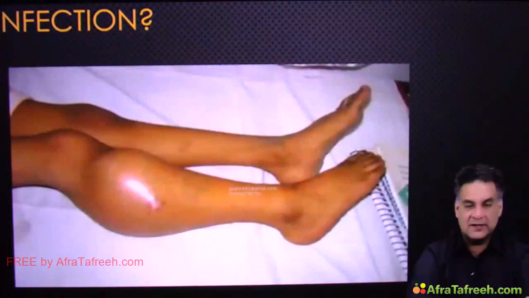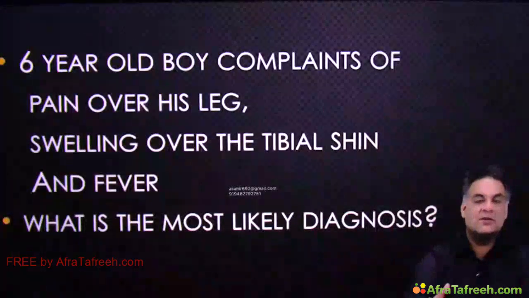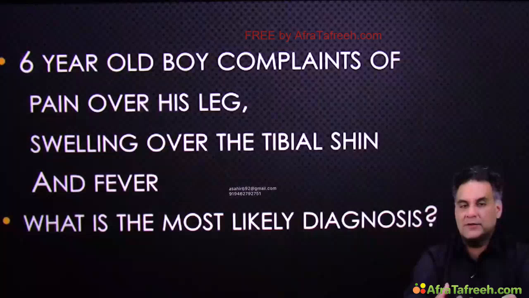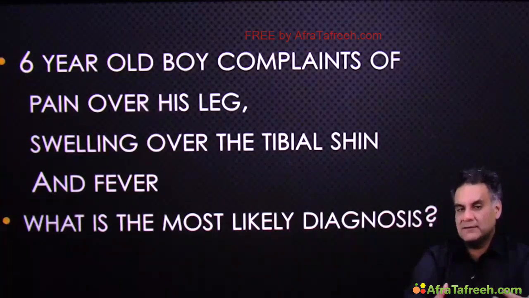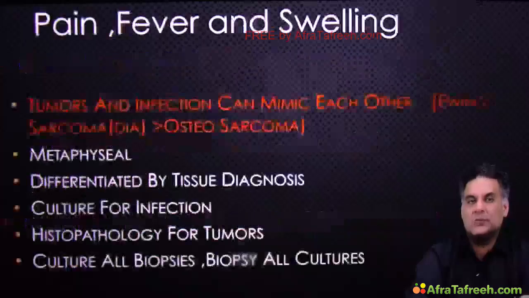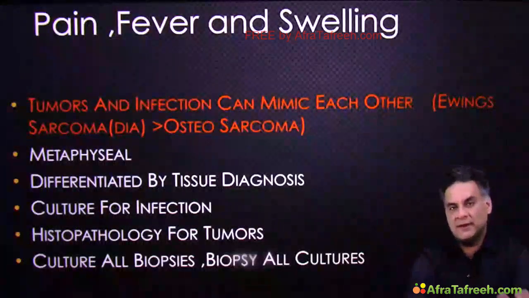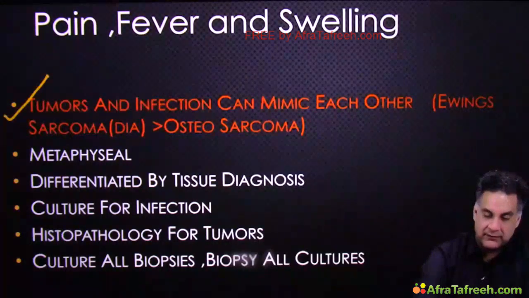Look at this image of a young child. What comes to your mind? Swollen, shiny skin. Let me give you the history. 6-year-old child. Pain over the leg. Swelling over the tibia. Fever. What comes to your mind? Infection, isn't it? No. When you have pain, fever and swelling, think about 2. One is tumors, one is infection.